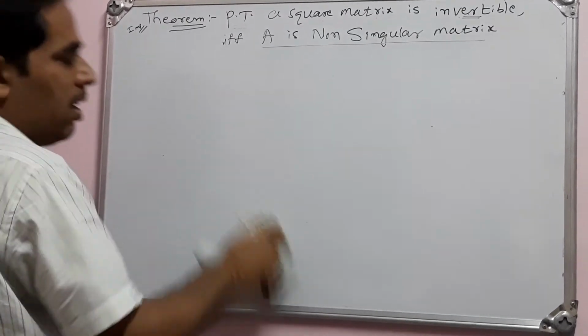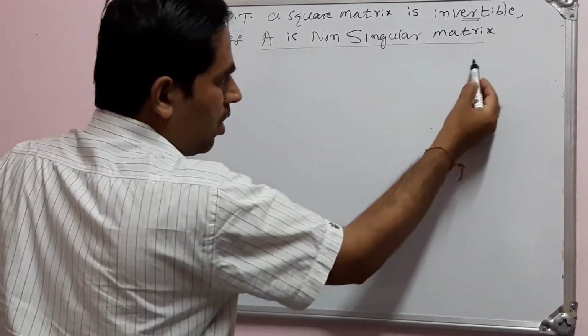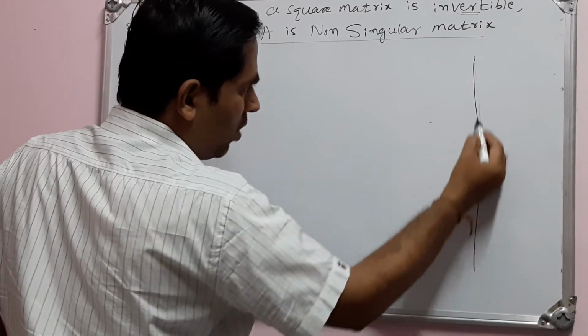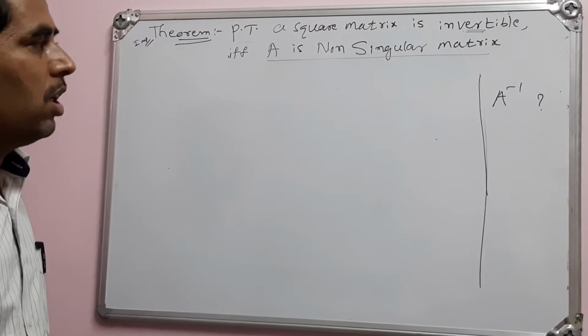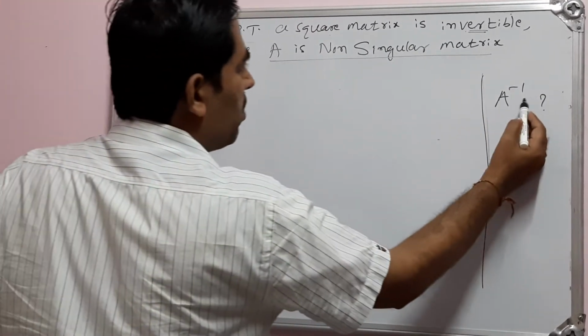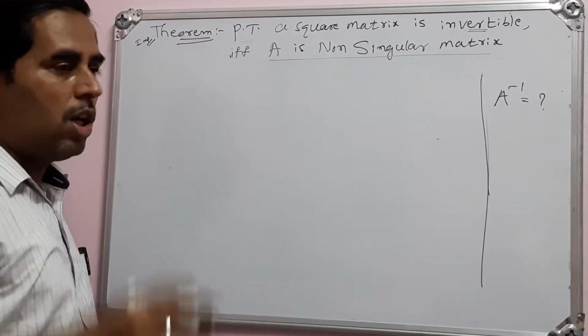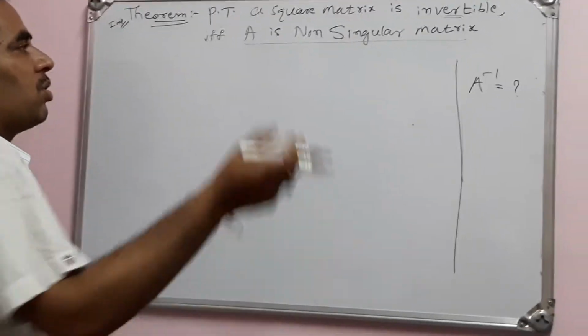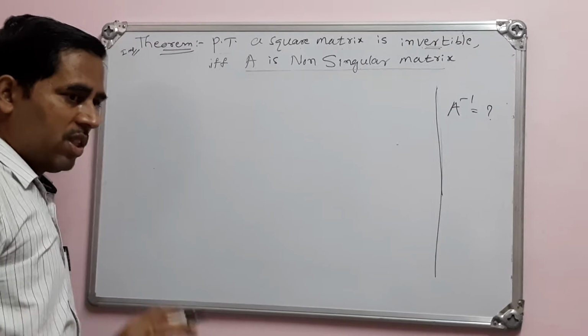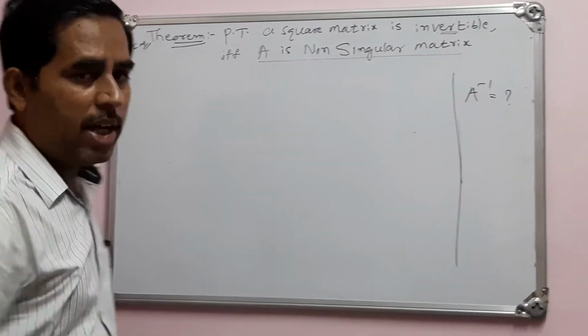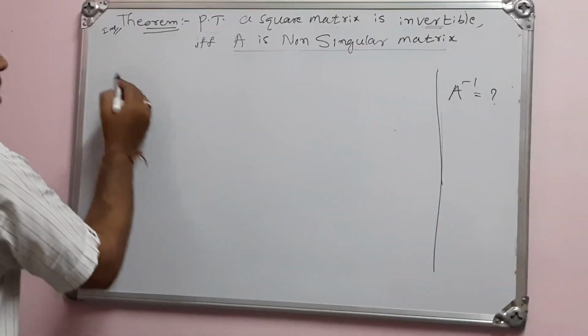Okay, so this is the very important concept here. Once we prove this theorem, we will know what will be the inverse of the square matrix. This is the question we have to answer here: what is the inverse of the square matrix? To say that a square matrix has an inverse, it should be non-singular. Once it is non-singular, then it will be invertible. So let us prove that.